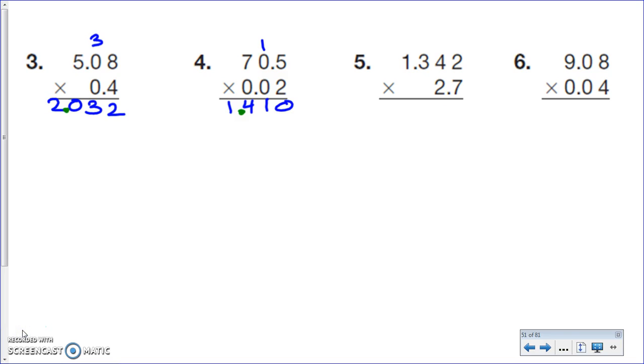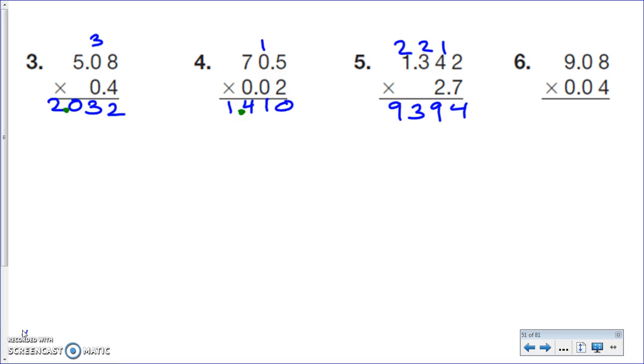For 5, we have 1 and 342 thousandths times 2 and 7/10. The first thing we're going to do is just multiply through by the 7. So 2 times 7 is 14. We carried the 1. 7 times 4 is 28, plus 1 is 29. We carried the 2. 7 times 3 is 21, plus 2 is 23. So we put the 3 down, carried the 2. 7 times 1 is 7, plus 2 is 9.